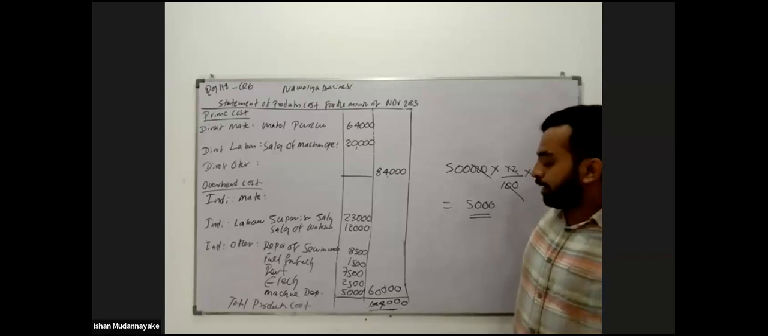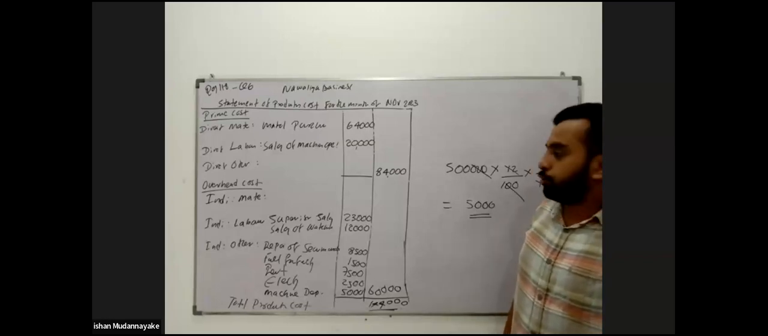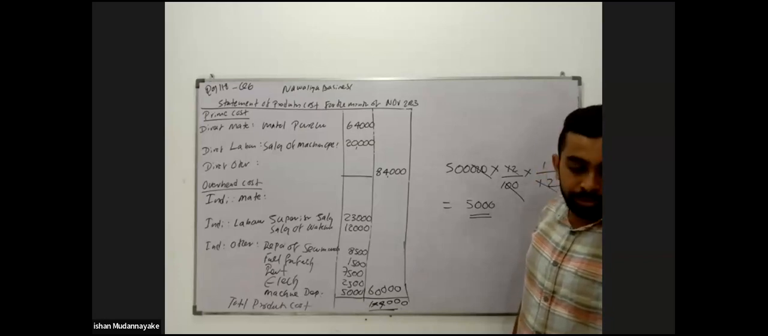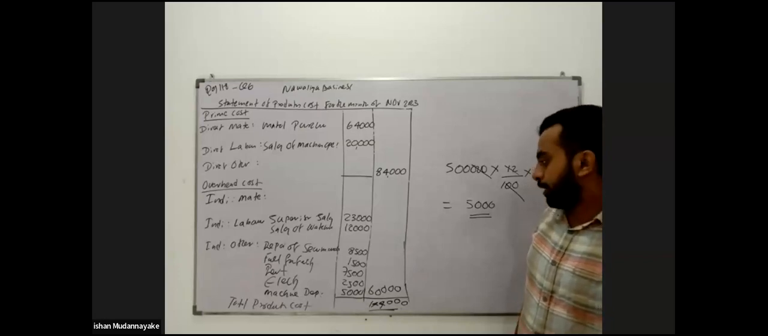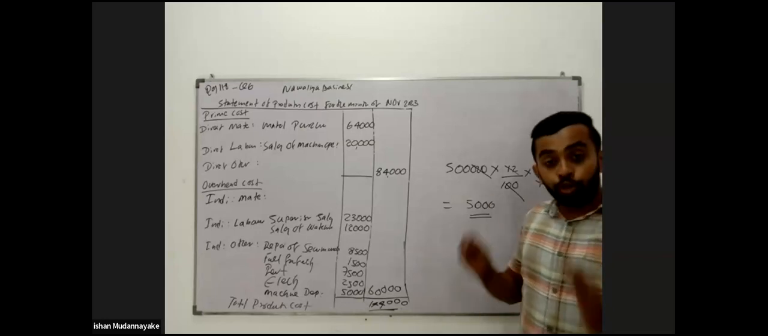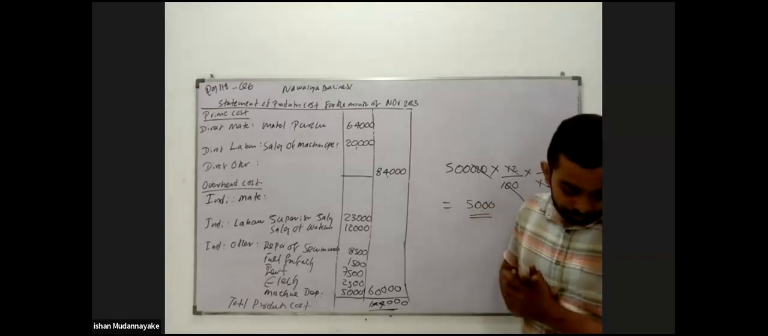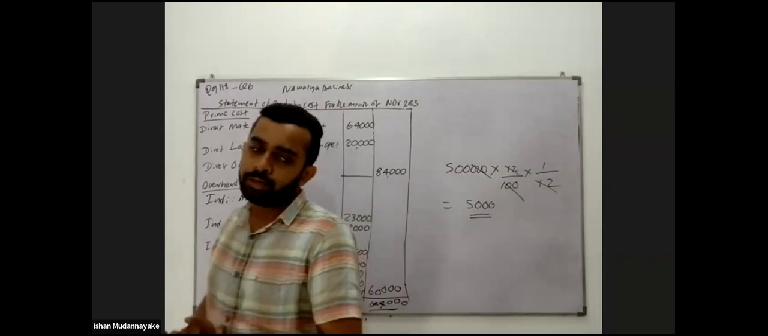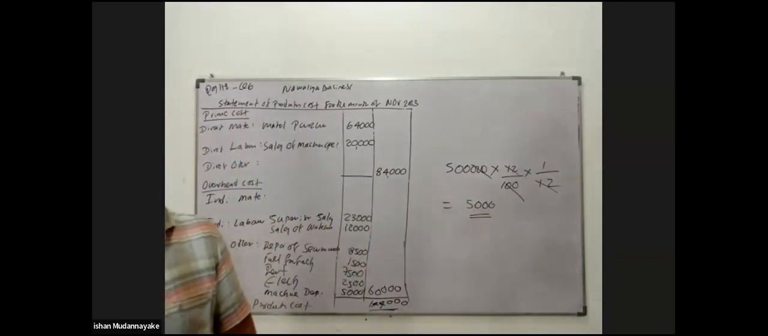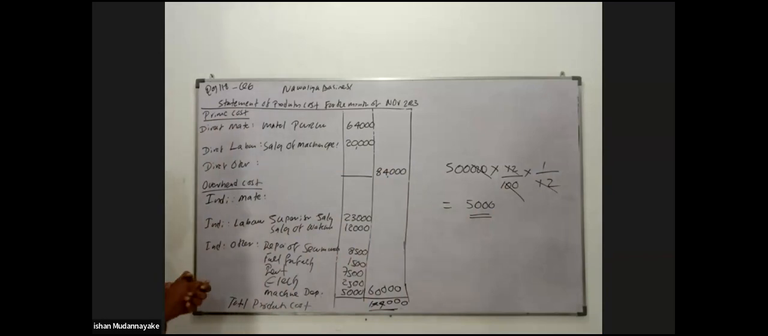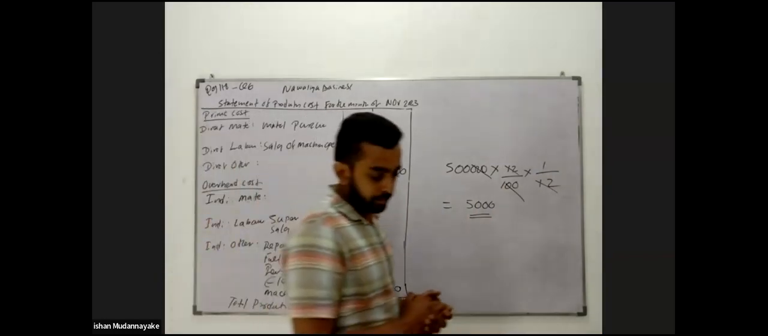If you want to calculate the selling price per unit, you can calculate. First, you need to calculate the cost per unit. Then, to the cost per unit, you need to add the profit margin of 15%. Then you can calculate the selling price of the product. Okay, right.